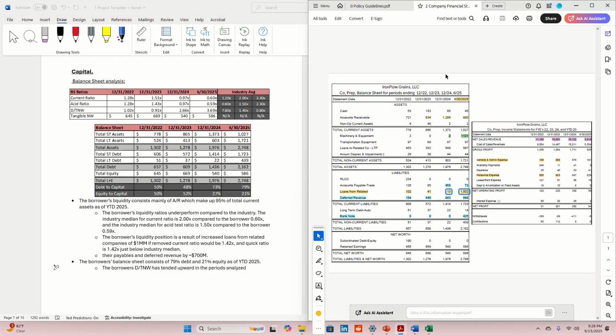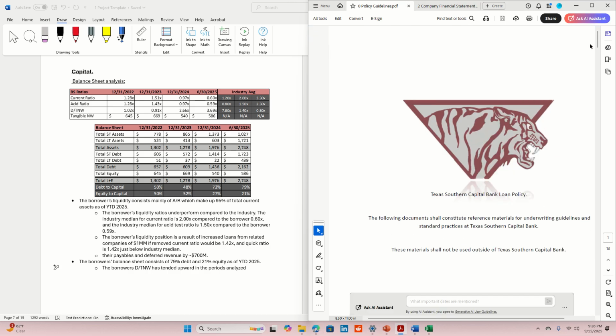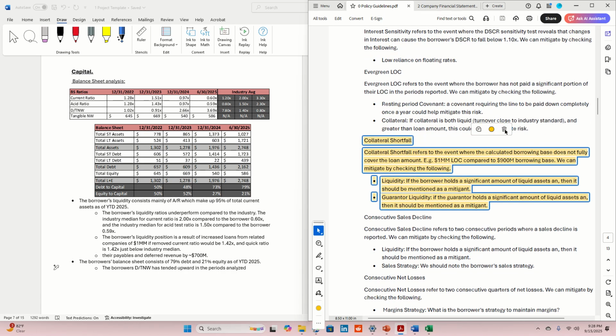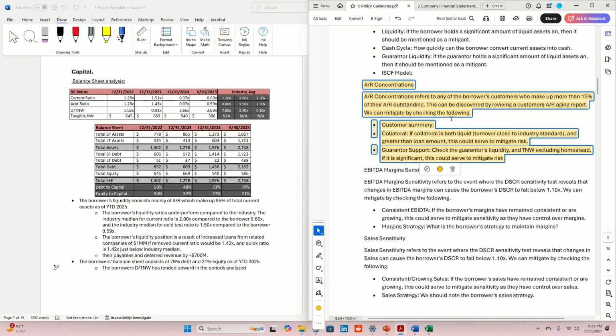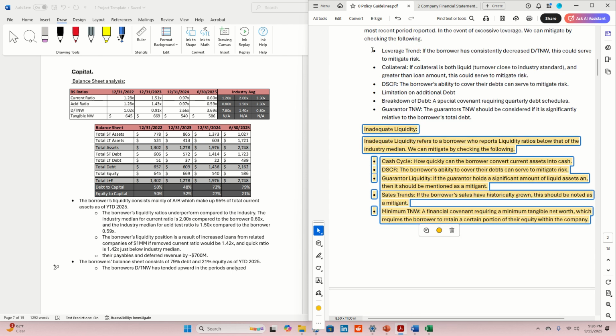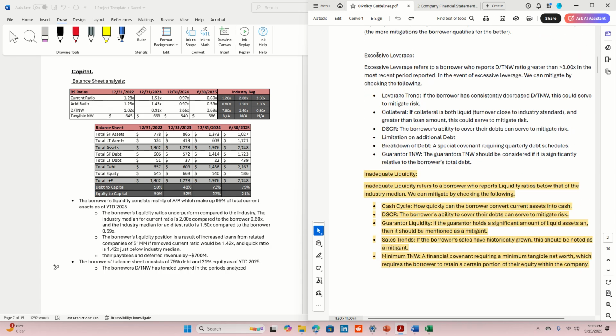Now let's visit policy and see what policy says on debt to tangible net worth, just so that we can make sure that we're getting clear on this. And a collateral shortfall in AR concentration, I think I highlighted that last time. Inadequate liquidity. Right, excessive leverage. Excessive leverage refers to the borrower's debt to tangible net worth ratio being greater than 3. So that's $3 of debt for every $1 of equity.